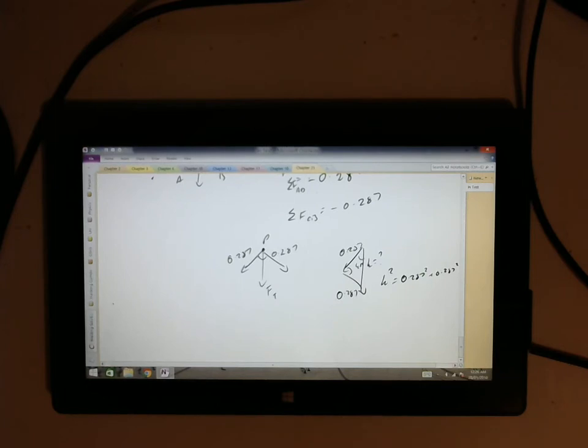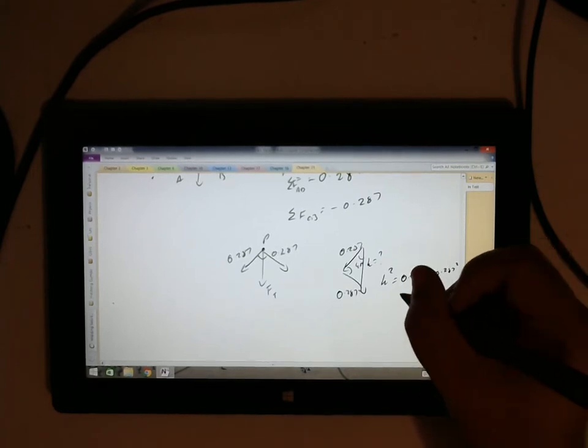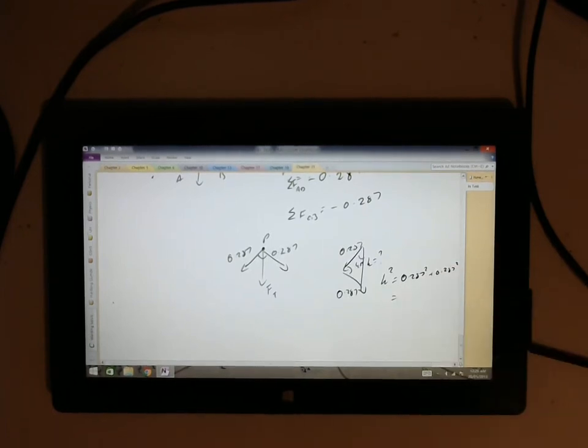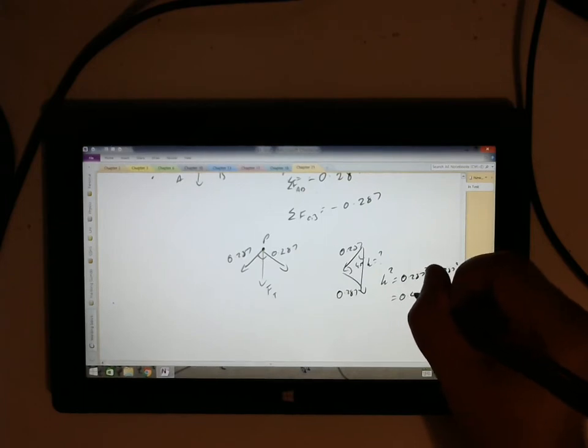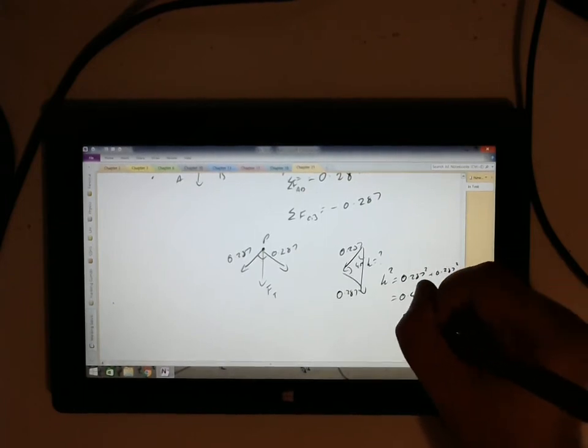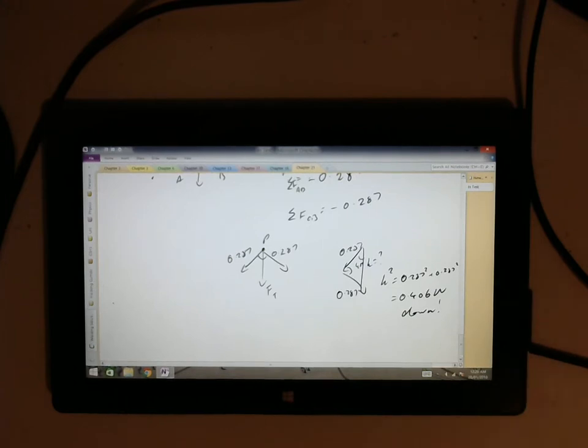So 2 times that, square root, and that equals about 0.406 newtons down. And if we go to our answers, which question? Wrong question, 9. Well, that's interesting.